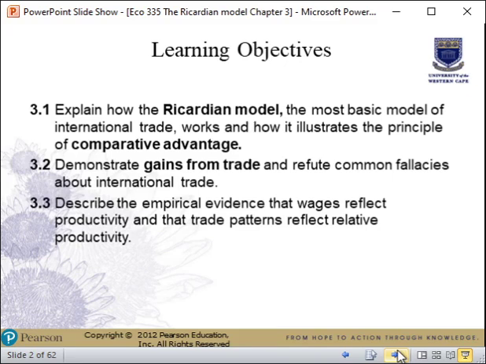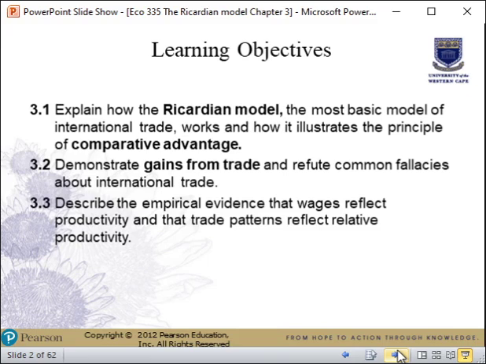After studying this chapter, you should be able to explain the Ricardian model, the most basic model of international trade, how it works, and how one can use it to illustrate the principles of comparative advantage. You should also be able to demonstrate gains from trade and refute common fallacies about international trade. You should also be able to describe the empirical evidence that wages reflect productivity and that trade patterns reflect relative productivity.